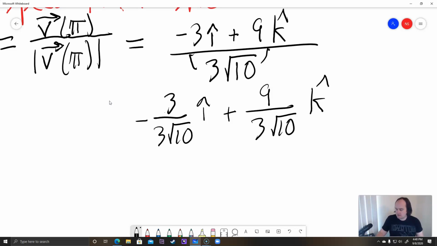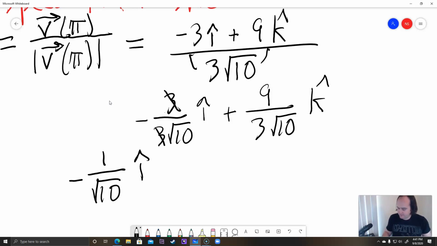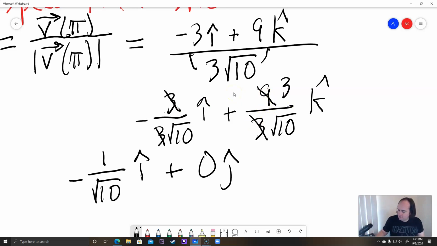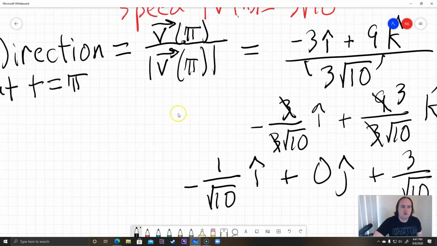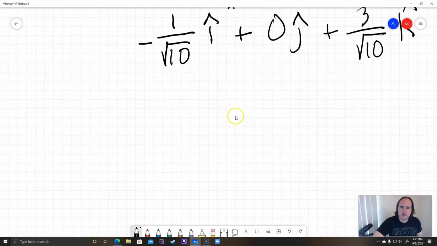Okay, so what happens here is the 3's cancel for the first fraction. So for the first fraction, we have negative 1 over root 10 times i. Okay. And then for the second component, I'm going to go ahead and write 0j, since you end up having to do that on my math lab. Okay, and then for the third component, 9 divided by 3 is 3. So we're left with a 3 on the top. So we should have plus 3 over root 10 times k. All right, so that is actually the direction that we just found there.